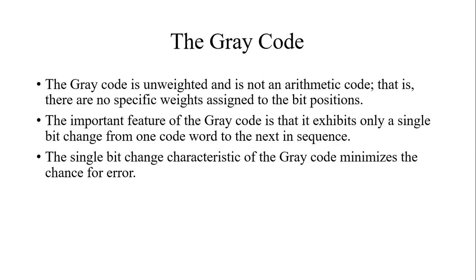The error detection code. The gray code is unweighted, and it is used for error detection. The gray code is not an arithmetic code. That is, there are no specific weights assigned to the bit positions. The important feature of the gray code is that it exhibits only a single bit change from one code word to the next in sequence. The single bit change characteristic of gray code minimizes the chance for error. That's why it is used mostly for error detection.